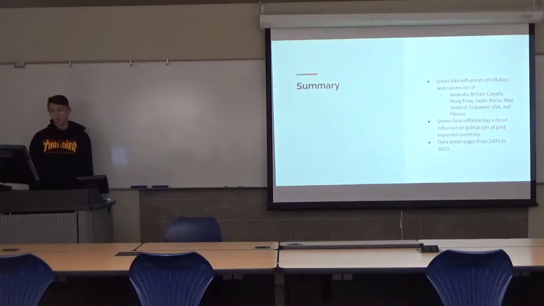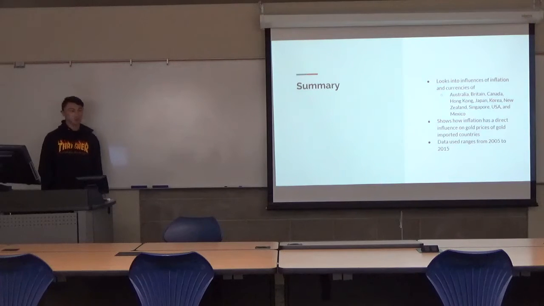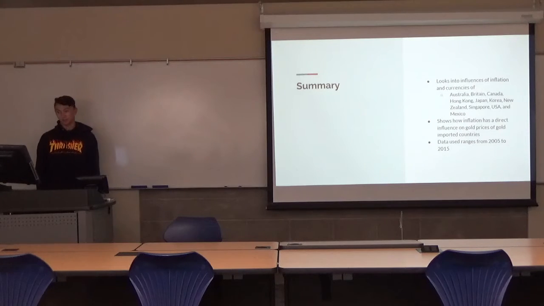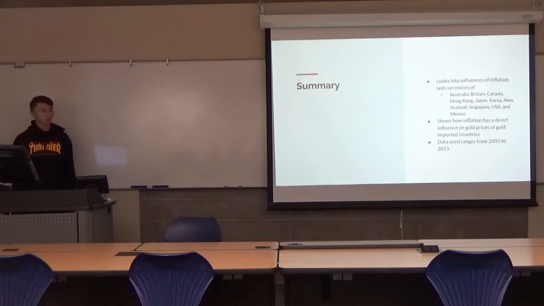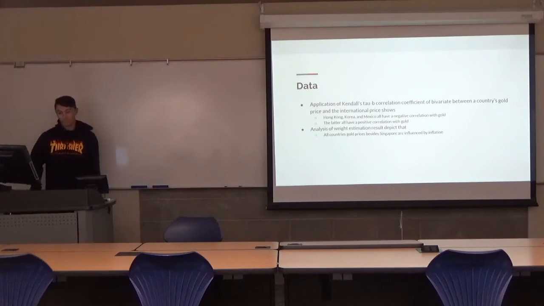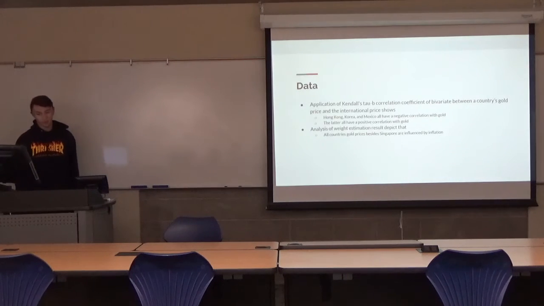Just a quick summary, it looks at the influence of inflation and currencies on gold prices of Australia, Britain, Canada, Hong Kong, Japan, Korea, New Zealand, Singapore, USA, and Mexico. It shows how inflation has a direct influence on gold price in gold importing countries, and the data ranges from 2005 to 2015.